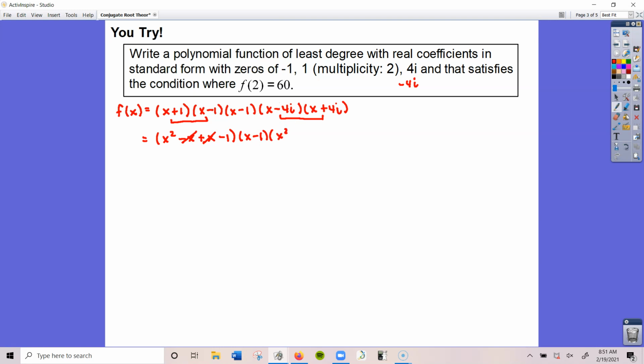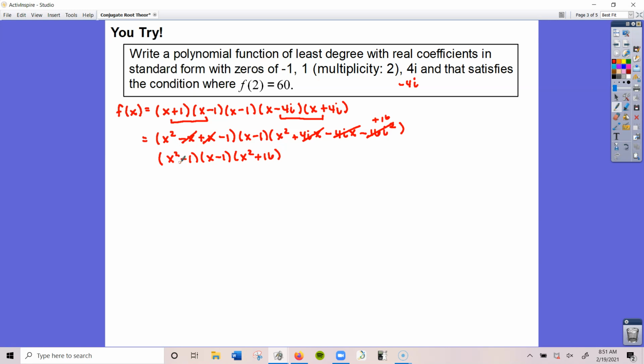x times x is x squared, plus 4ix minus 4ix minus 16i squared. These would cancel. And then this negative 16i squared, since i squared is -1, negative 16 times -1 would become a plus 16. So let's clean this up a little bit. We have now x squared minus 1 times x minus 1 times x squared plus 16.